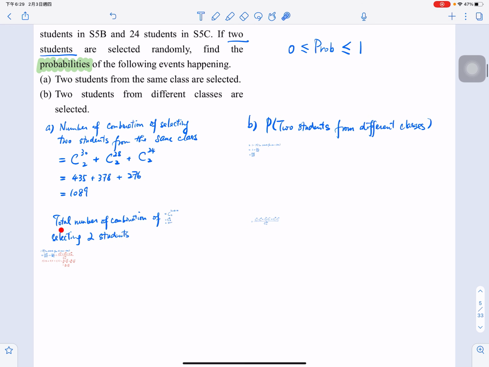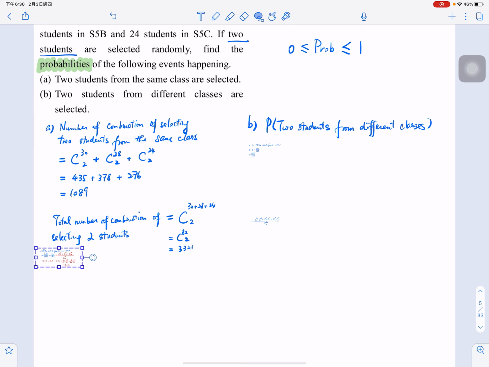Then what is the total number of combinations of selecting 2 students? Do you understand? That means they come from all 3 classes. Here, the total number of students is 82, and you choose 2 only. So 82C2 is the total number of combinations. This one is the total number of possible outcomes.